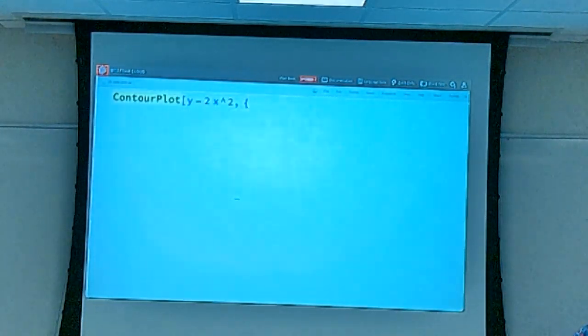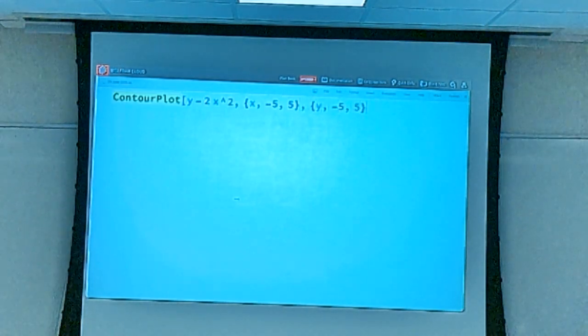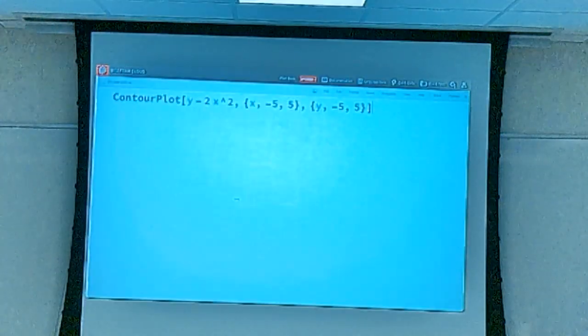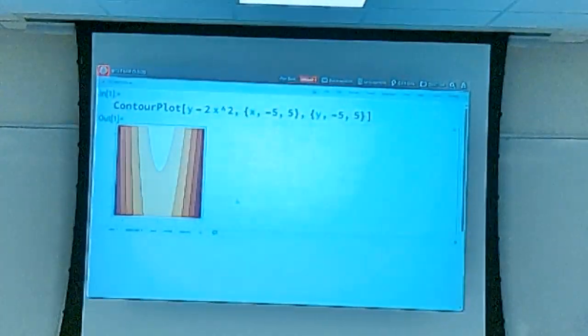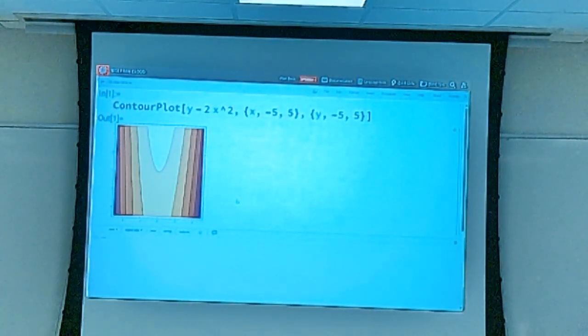You now need to give a range of values for x and a range of values for y. So essentially set up your viewing window. Let's start with -5 to 5. See how that works out. And that is technically all you need to get a contour map. There's our contour map. Not really like that.